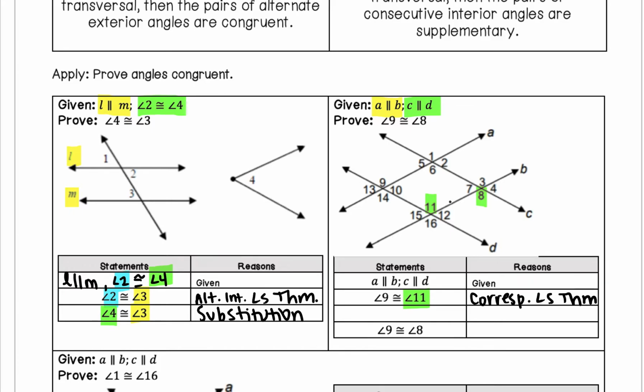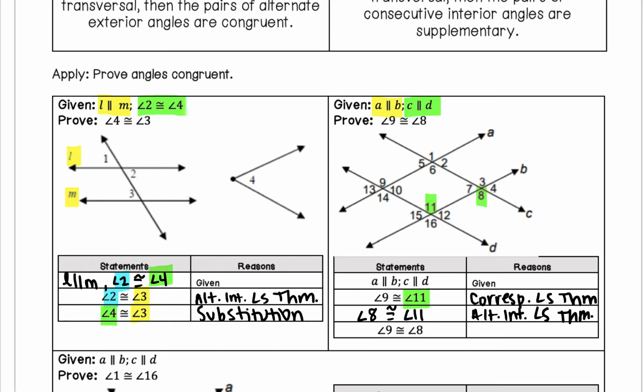So these are alternate interior angles, and because they are going through parallel lines, we can set them congruent to each other. So I can say that angle 8 is congruent to angle 11 because they are alternate interior angles. And that alternate interior angles theorem tells us that they are congruent.